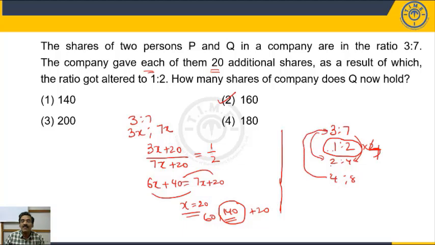4 parts minus 3 parts, how much is that? 1. 8 parts minus 7 parts is also 1. So this 1 is nothing but how much do we know? 20.